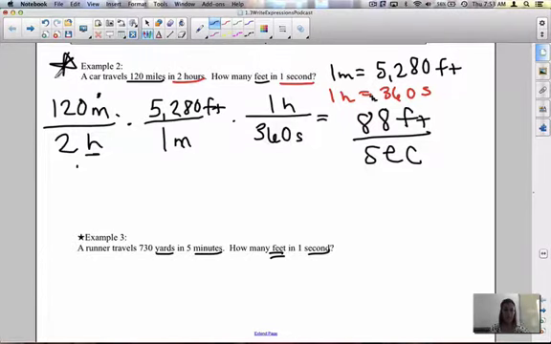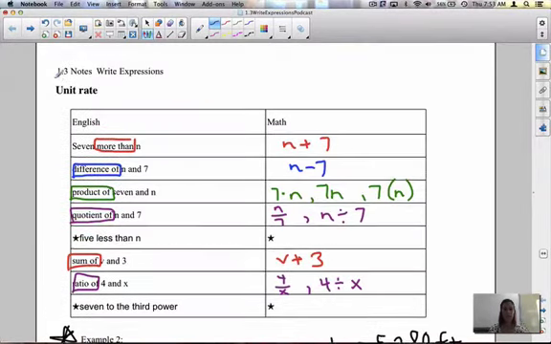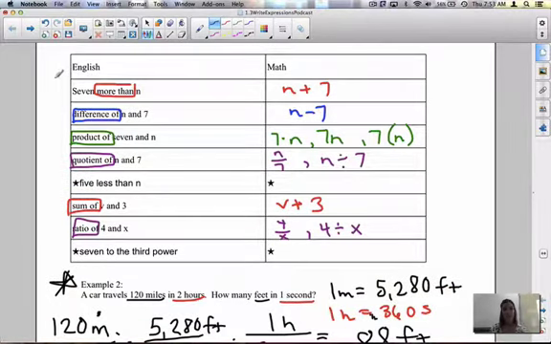All right, so that concludes the podcast for 1.3, writing expressions, and the words worth knowing that we discussed was the unit rates. Make sure that you do understand the terms that represent each of our operations, the addition, subtraction, division, and multiplication.